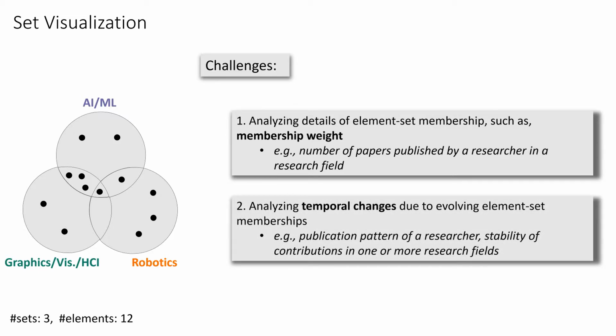The second challenge lies in analyzing temporal changes that occur due to the evolving membership of elements in sets. For example, analyzing the publication pattern of a researcher or the stability of contributions in research fields. We address these challenges in our work by using layered set intersection graphs. Next, I will explain the construction of these layered set intersection graphs.